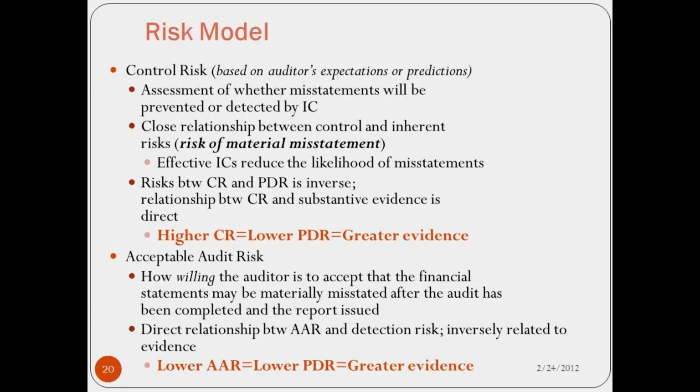And then we already talked about acceptable audit risk. It's how willing the auditor is to accept that the financial statements may be materially misstated after the audit has been completed and the report issued. There's a direct relationship between acceptable audit risk and detection risk, and an inverse relationship to evidence. So the lower your acceptable audit risk, the lower your planned detection risk, and the greater your evidence. In other words, if you want to keep audit risk low, you need to collect more evidence. And that increases your chances of detecting any material misstatements.